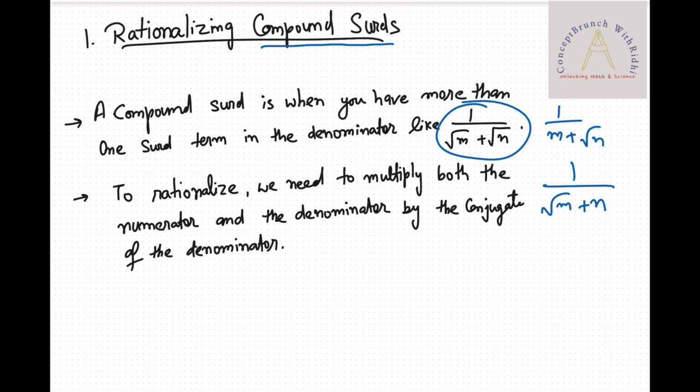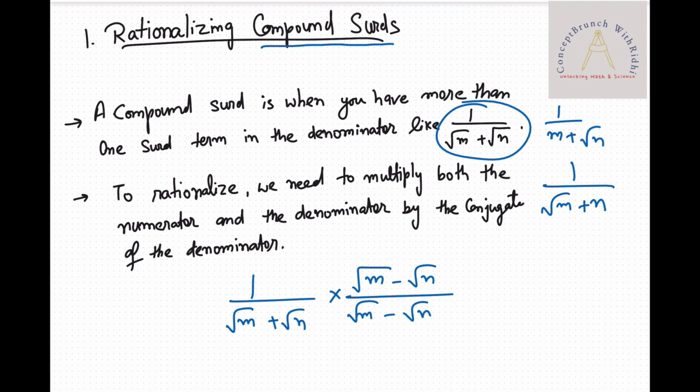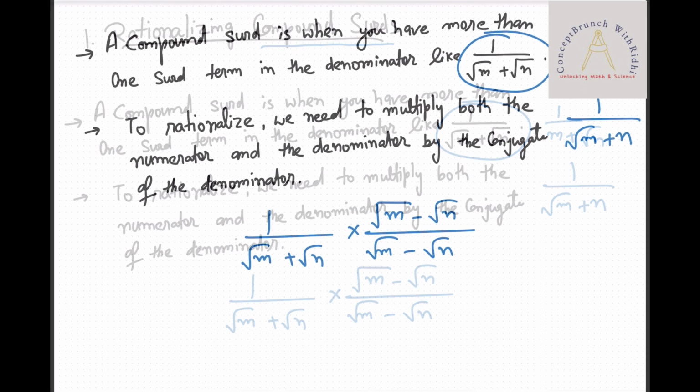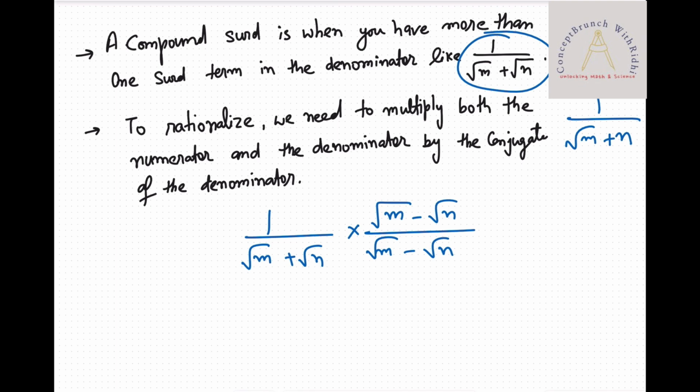What we will do is, suppose something is like that, root m plus root n. We are going to multiply the conjugate of this. So what is the conjugate of root m plus root n? It will be root m minus root n, up and down. Here we are going to apply a basic thing to the multiplication of this part.